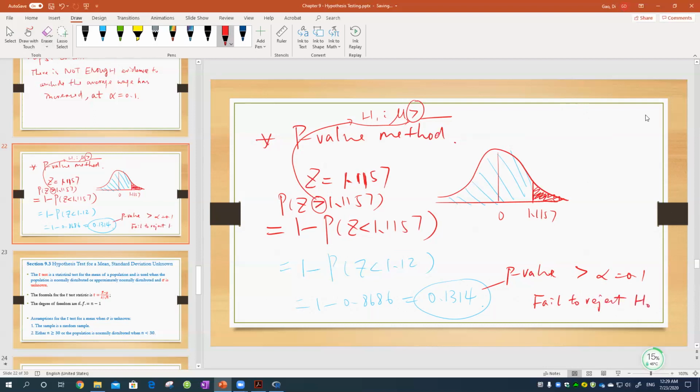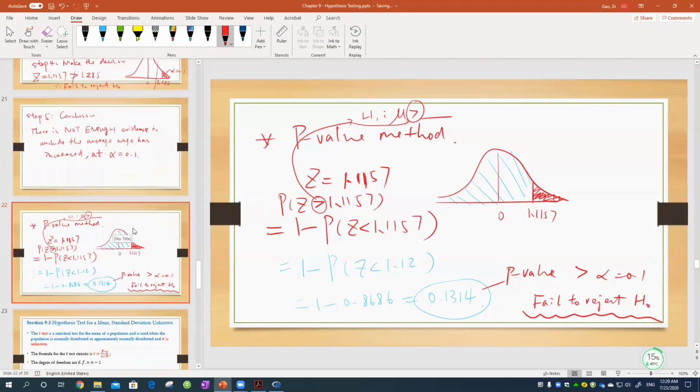And what if we have a smaller than case? Then this is going to be probability smaller than the test statistic. And then two-sided, we already saw that it's 2 times the probability of z smaller than the left-sided value. So that's all for section 9.2.